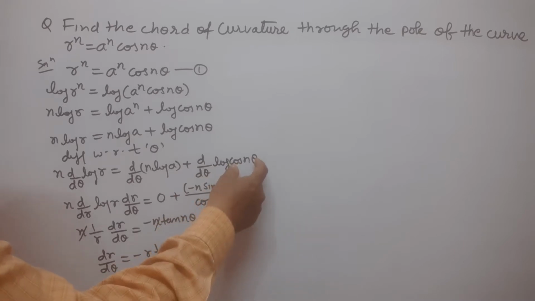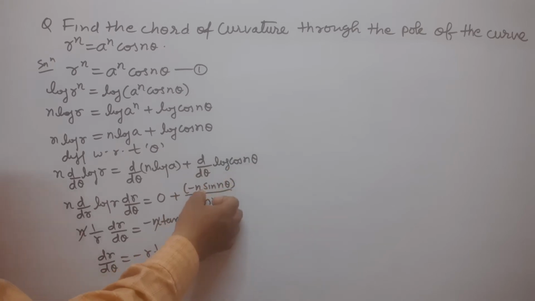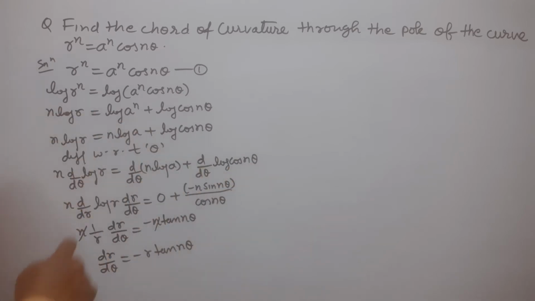When we differentiate cos n theta we get minus sin n theta, and n is multiplied because it is constant. The differentiation of log r with respect to theta can be written as d by dr of log r into dr by d theta. अब log r का r के रिस्पेक्ट में डिफरेंशिएशन 1 upon r होता है into dr by d theta is equal to minus n, और sin n theta upon cos n theta को tan n theta लिख सकते हैं.